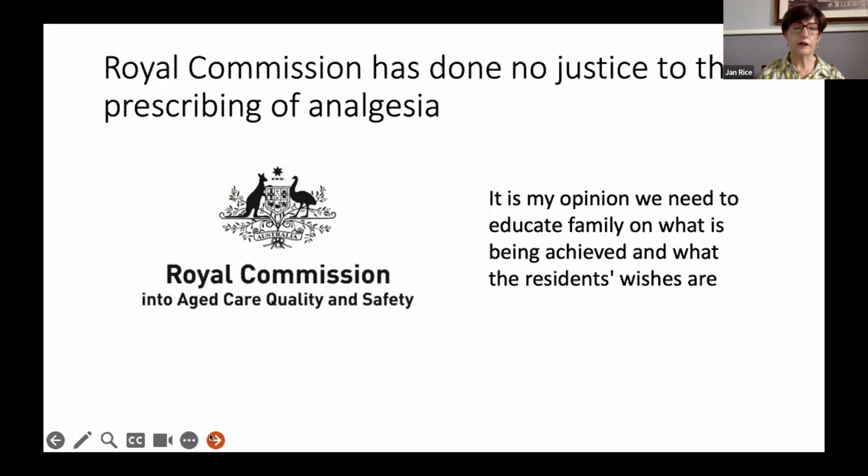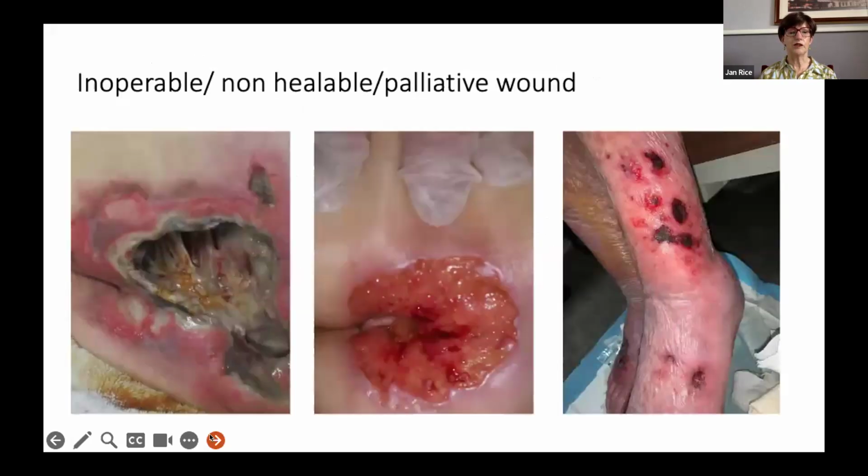You may all have an opinion on that, but we need to get on the side of our GPs and get these analgesias ordered. Because the other thing you have to think about is, is it healable? So is it inoperable, non-healable, or is it actually a palliative wound? So getting that diagnosis right is a problem. We don't always get the right diagnosis.